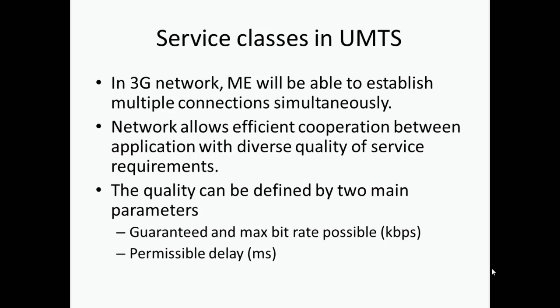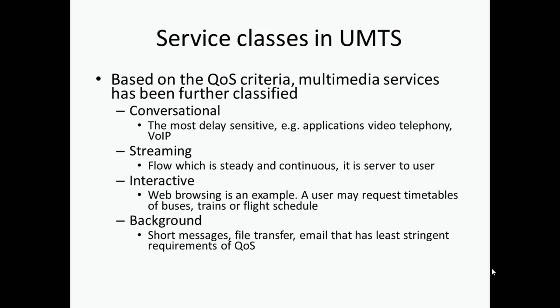Because we are discussing that UMTS is better than previous technologies in terms of data rates and low delays. So, based on the quality of service criteria, multimedia services have been further classified. First of all, conversational services and the conversational quality of service, the most delay sensitive applications, such as video telephony or voice over IP. Next is the streaming flow, which is steadily and continuously required. It is server to user.